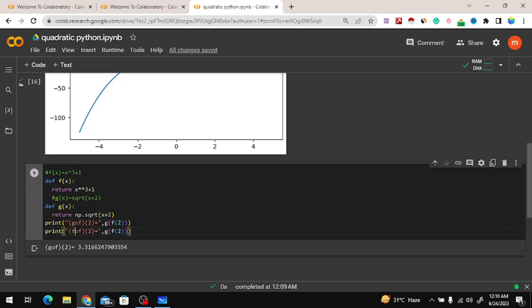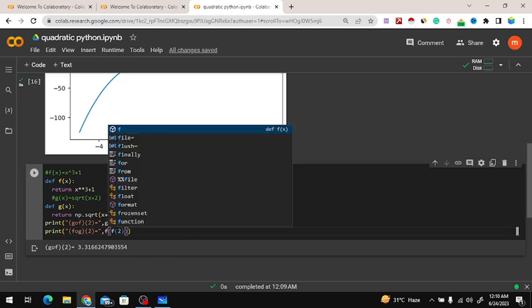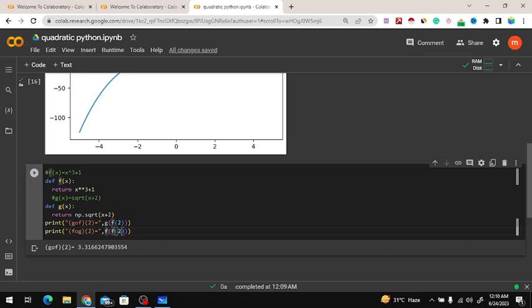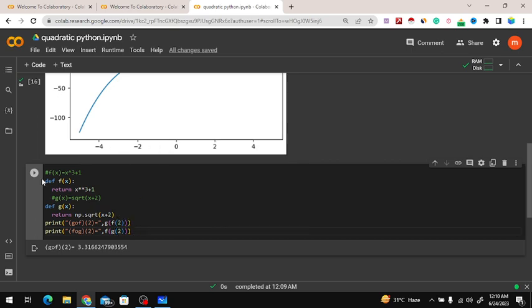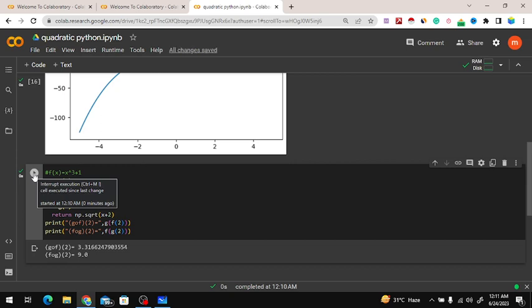So FOG and FG, put here F, put here G, and then I want to print here, I have gotten another value.